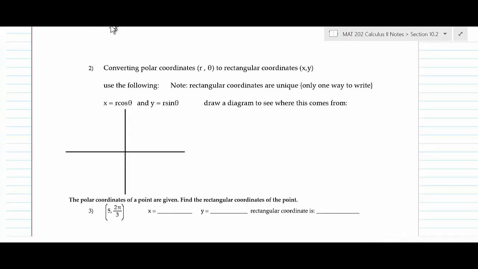Okay, so here's what I want you to do. Just draw an XY axis like this, and then put a dot somewhere in here, and then we're going to call this dot r, theta.